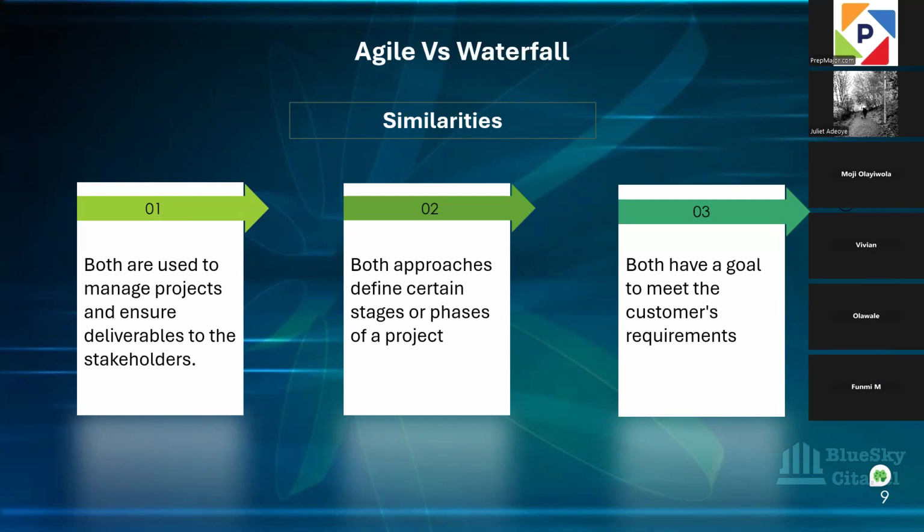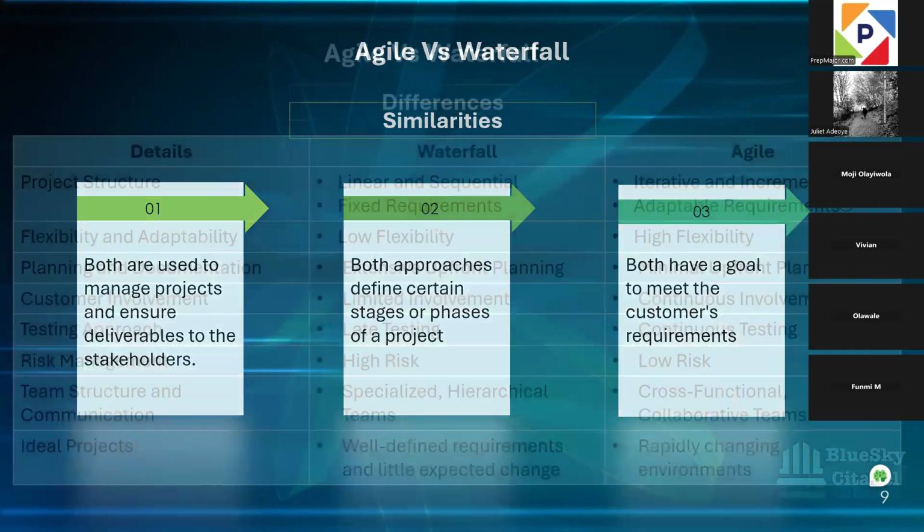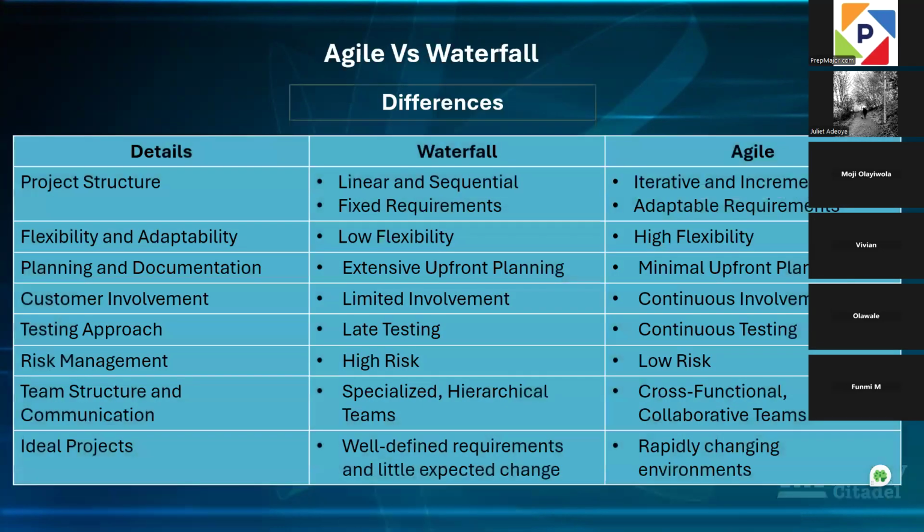Okay, so that's another of the similarities. So quickly we go into the differences that we have in them. Project structure wise, for waterfall, we said it is linear. That means it's step by step. A step has to finish before the next one starts. And then the requirement is fixed. So once the project requirements are set at the beginning, changes are difficult to accommodate. It's not flexible at all, like its counterpart Agile.